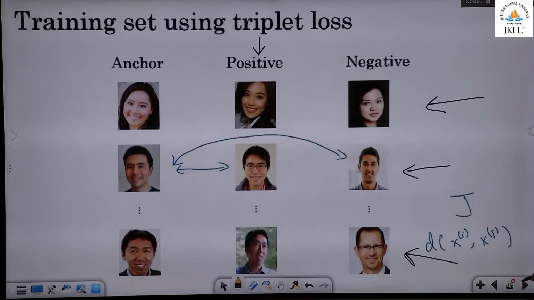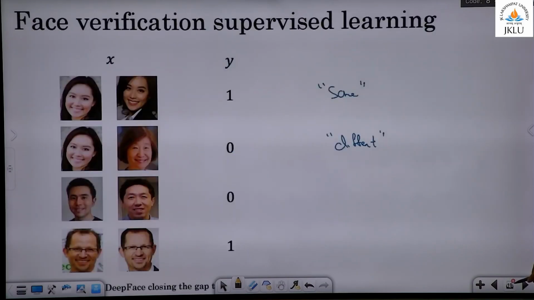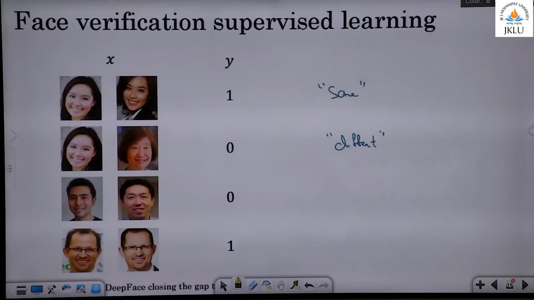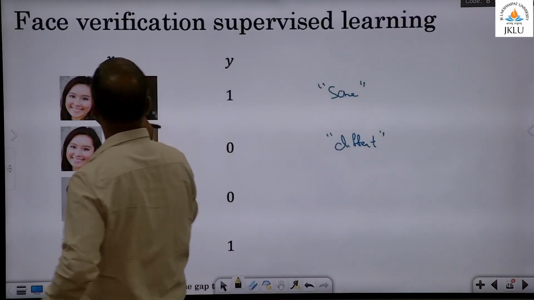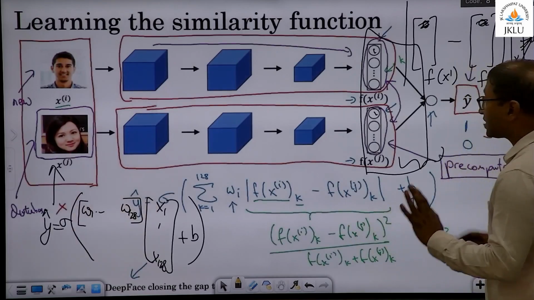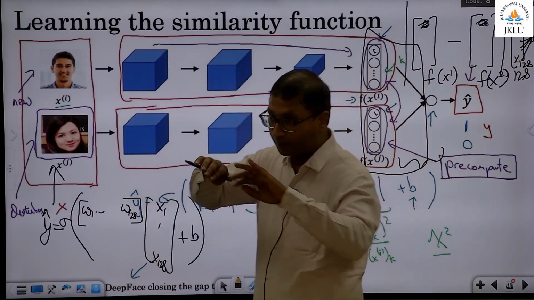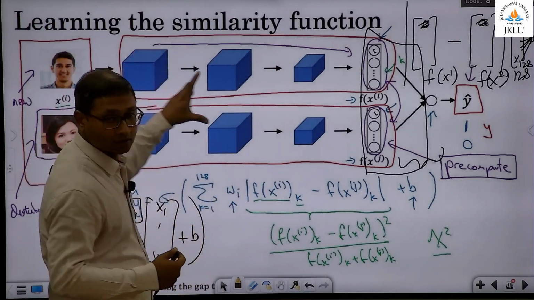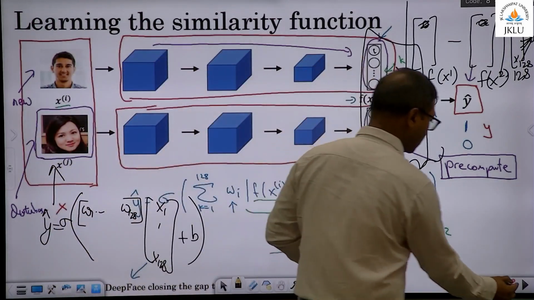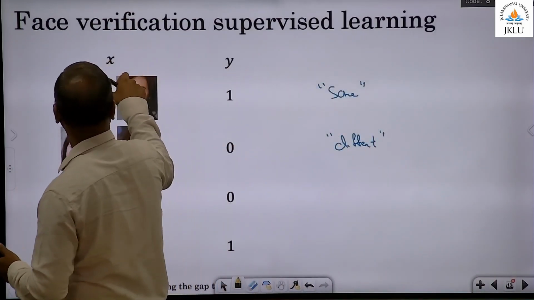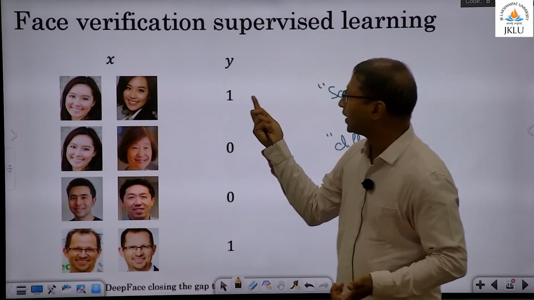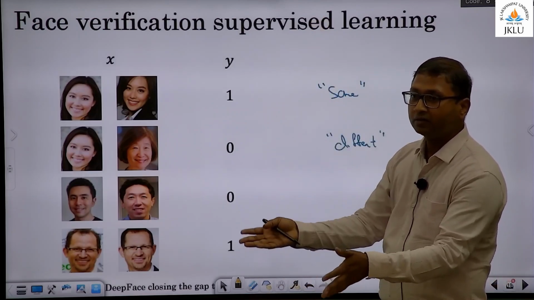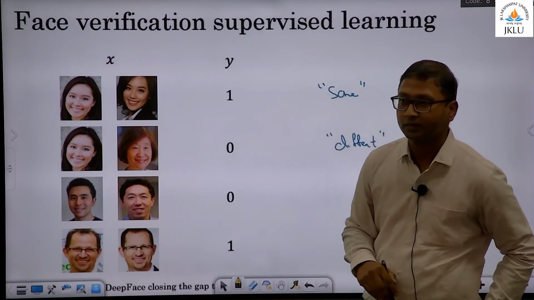Okay, so we are done with face recognition. So guys, one more thing. This approach is totally different from the triplet loss approach. This approach is simply binary classification. These two faces are same or not, and that's it. So finally, what you will have when you are preparing your data set, you have these two images, 1 if they are the same, 0 if they are not. Build a big data set, train your model, and then you are done.